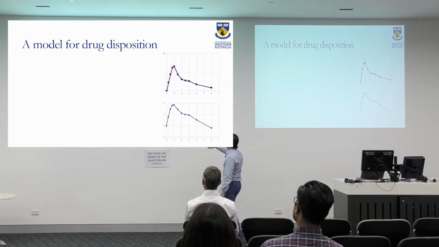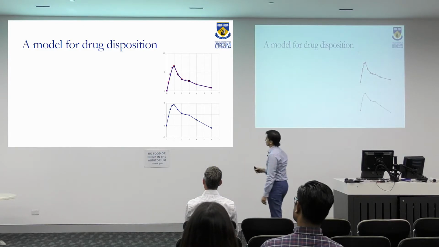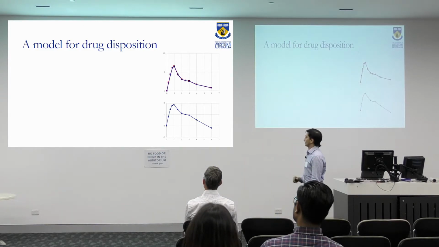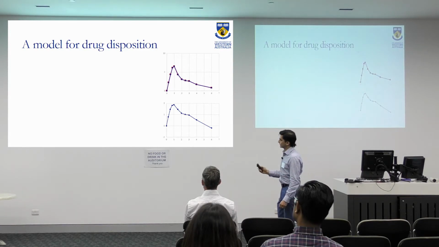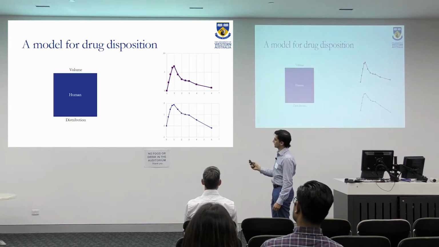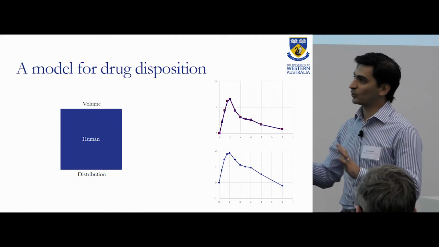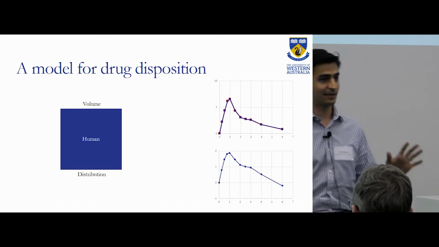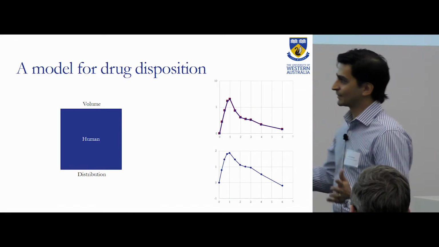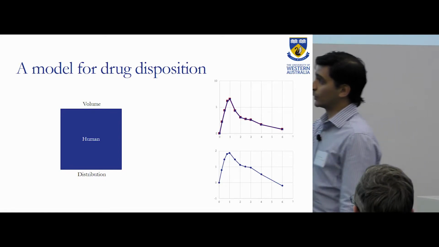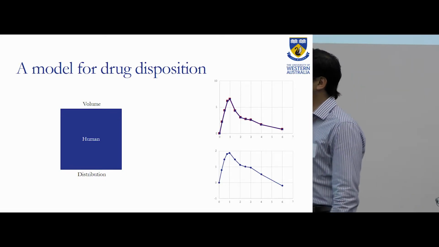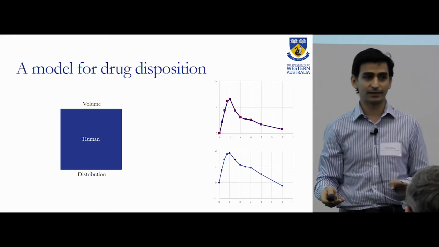And you can say, well, this is a real sample, so there's probably first-order elimination there, a one-compartment model, and obviously an oral drug, so an absorption. And so this is my best effort to draw a human, a box. And that's how the models see human beings. They see them as a box. We call that box the volume, and that's the distribution part of the ADME.